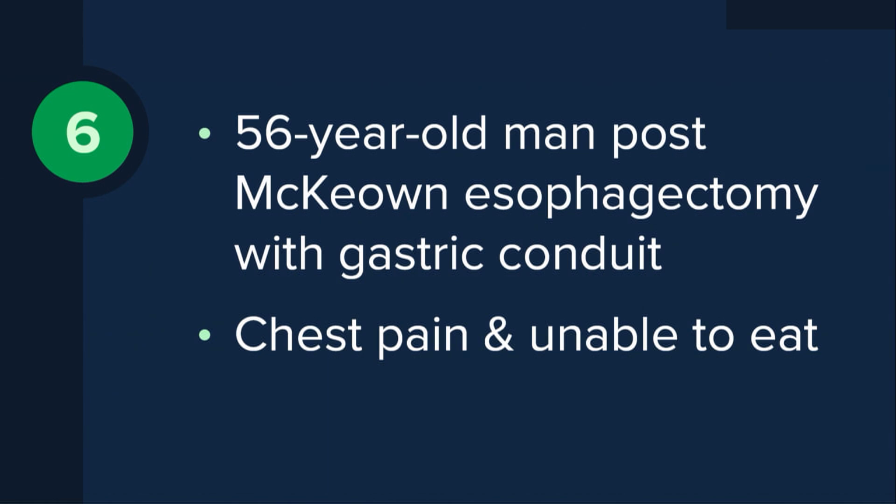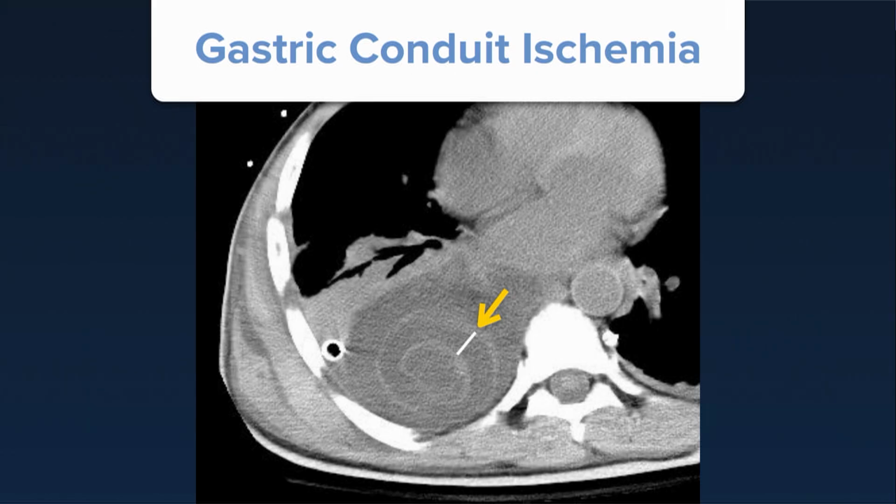Case number 6 is a 56-year-old man post-McKeown esophagectomy with gastric conduit, and had chest pain and was unable to eat. Now, esophagectomies in general, I mean, they can be fraught with all kinds of complications. In this particular case, the gastric conduit is this thing right here. So here's the lumen of it. This is the wall of the stomach, which is edematous. It looks like just a fluid collection. So you have kind of the inner portion, the outer wall, and then you have pleural fluid around it. And so this is a big, thick-walled gastric conduit that is not looking good.